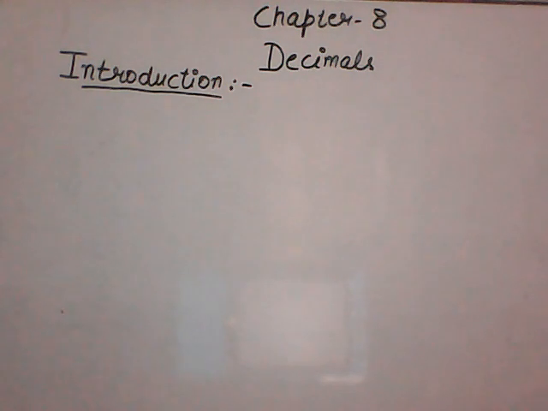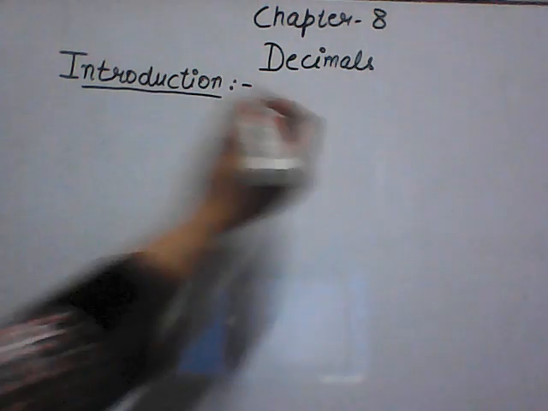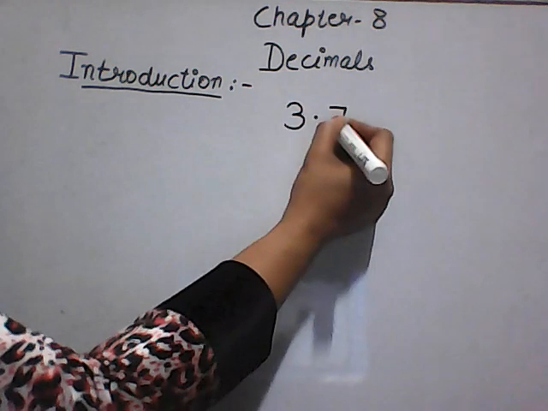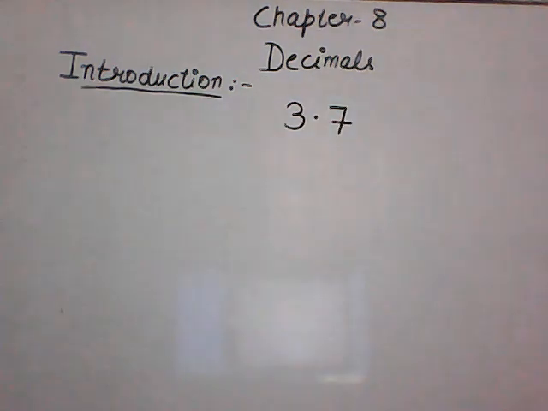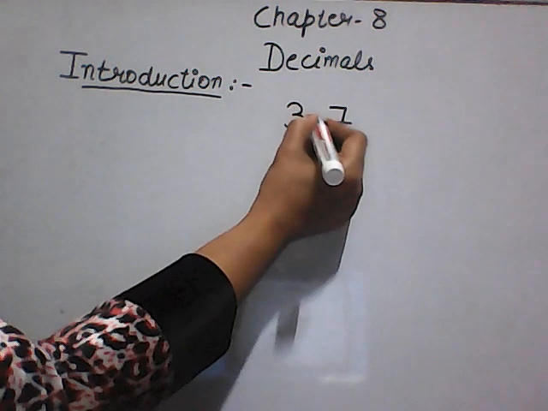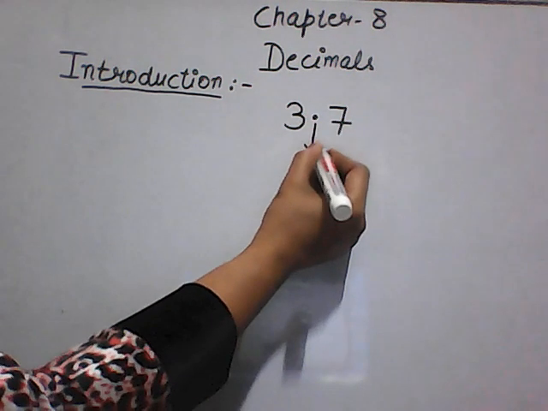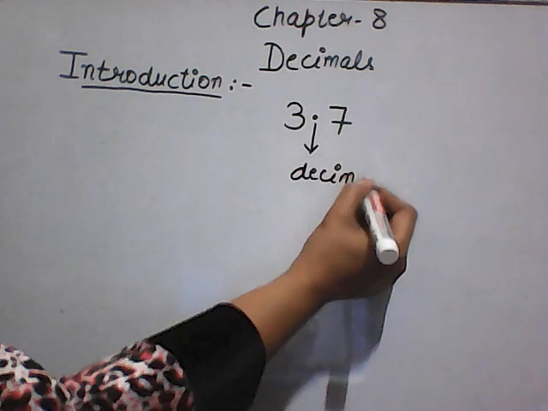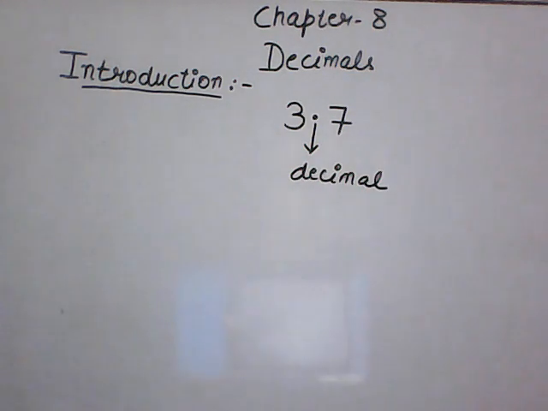Now, what do you mean by decimal? Suppose I write 3.7, then it is known as a decimal. Here this point is the symbol of decimal.